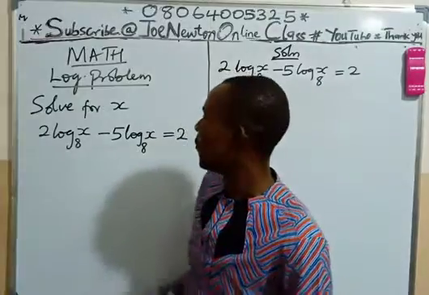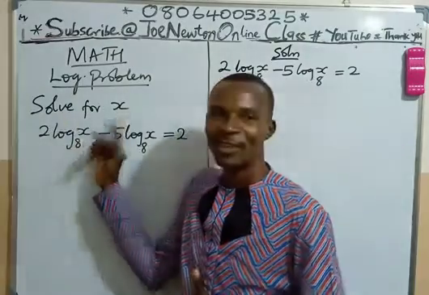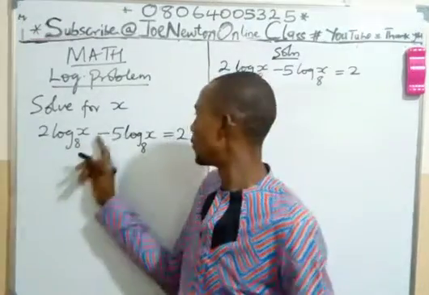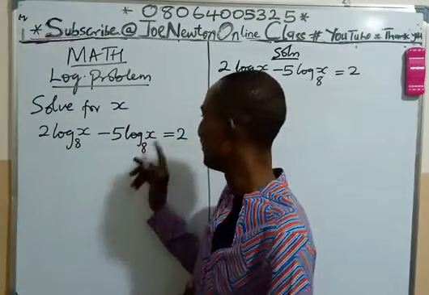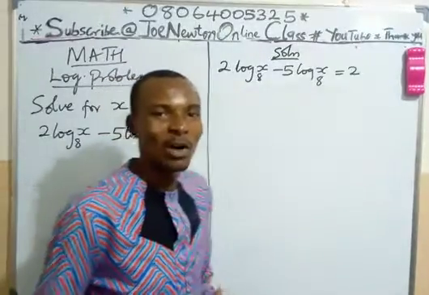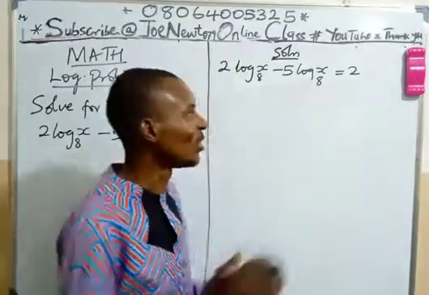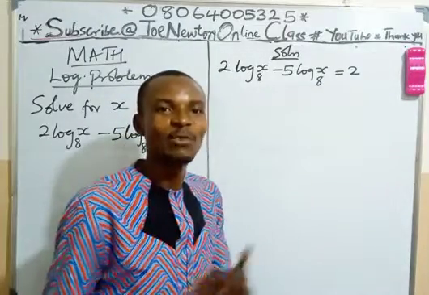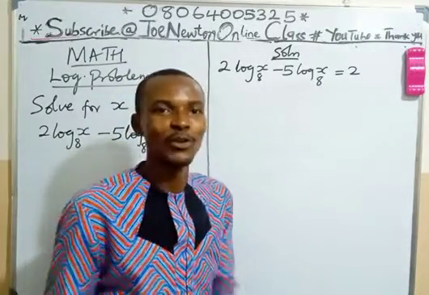The question says, we are asked to solve for x such that 2 log x base 8 minus 5 log x base 8 is equal to 2. Now, in solving this, we recall our law of indices, because such logarithm here has to deal with the law of indices in its transformation and solution.